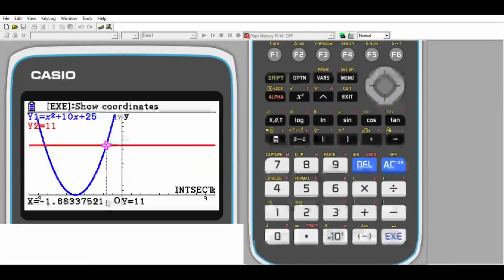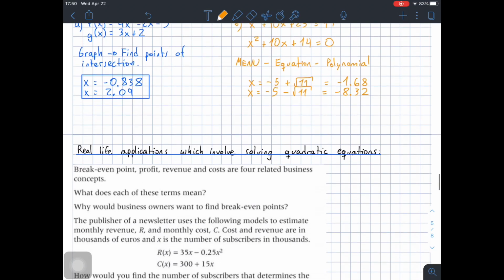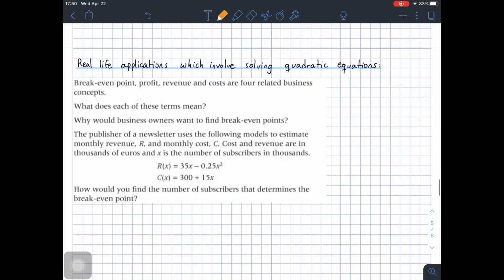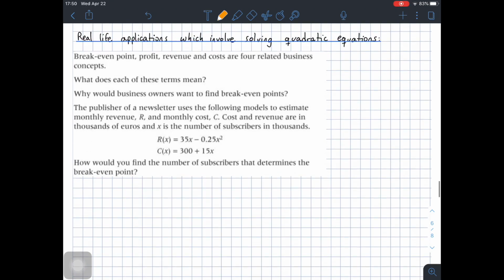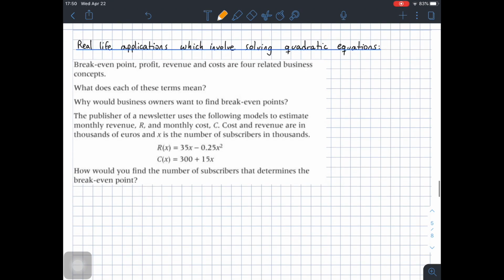So if we go back now to the electronic assignment, we're going to finish this class by looking at a real-life application of quadratic equations. Maybe you're asking yourself, how do you use quadratic equations in real life? And this is a very practical example.